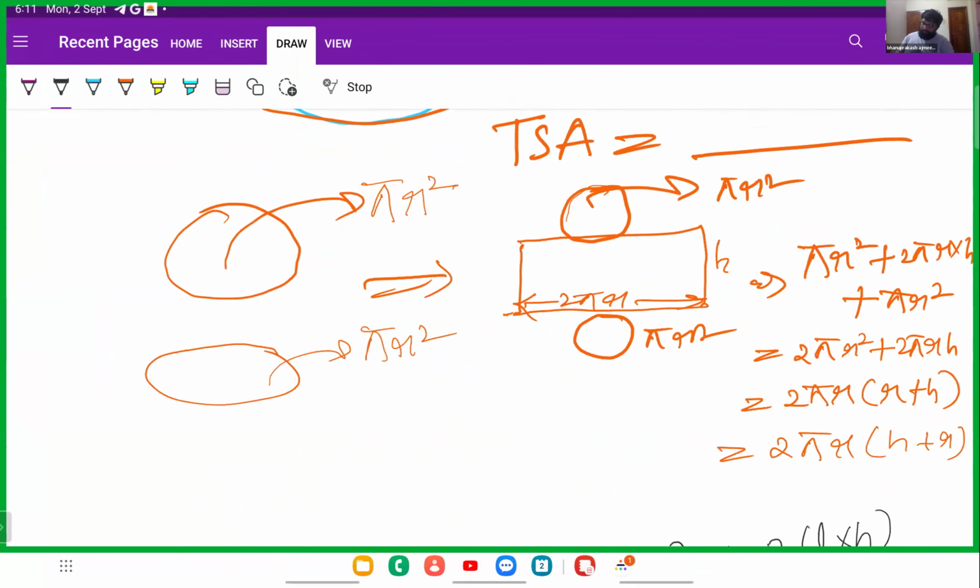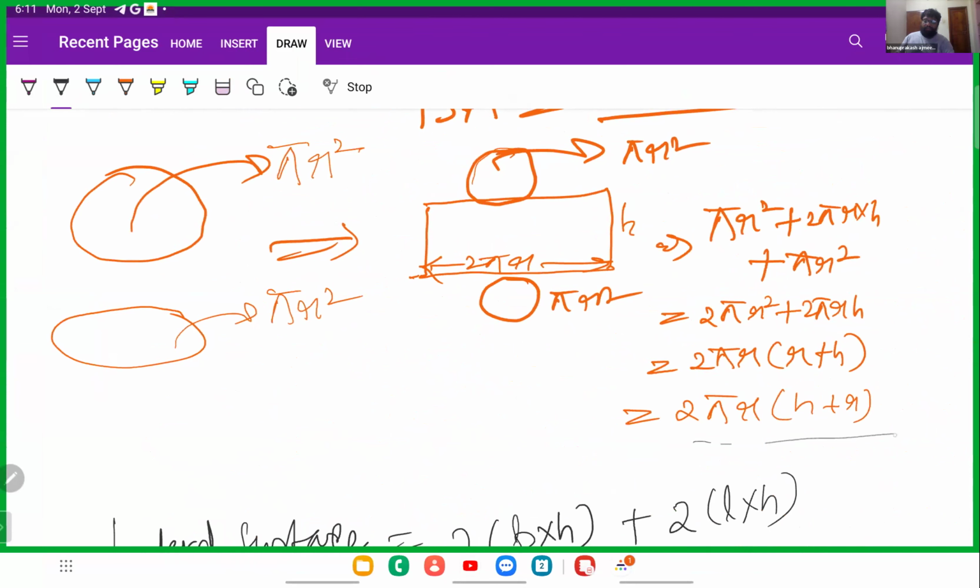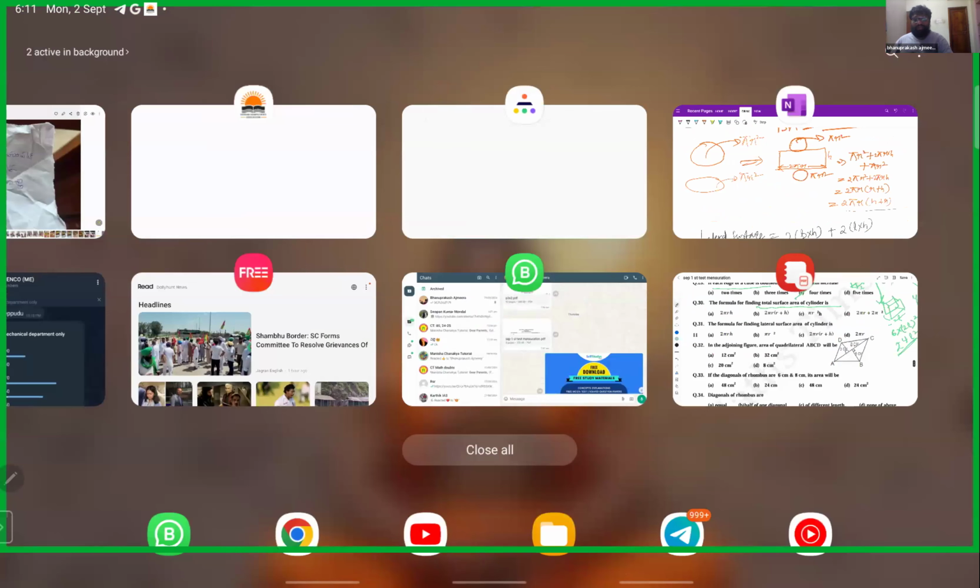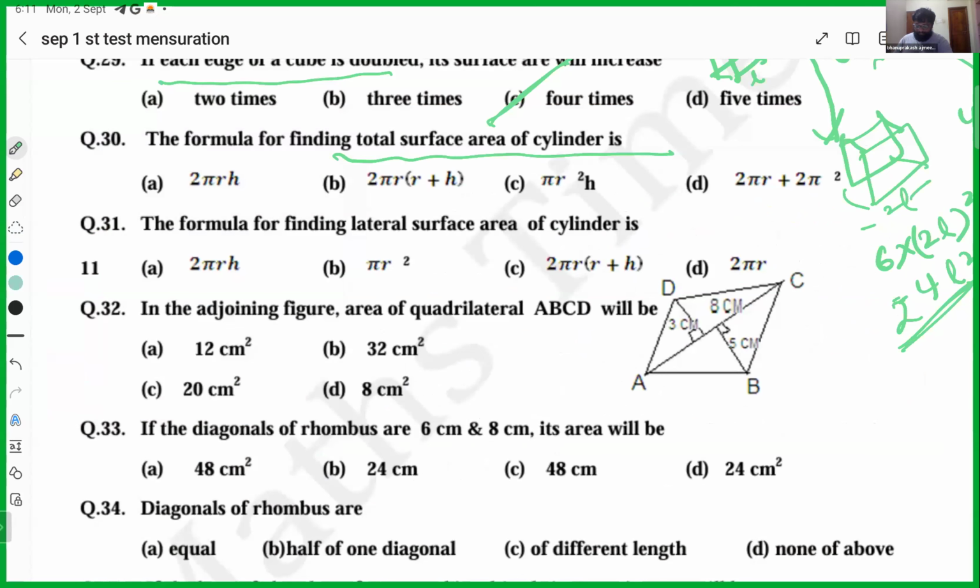Total surface area is 2 pi r into h plus r. This we clearly explained in the last class. Any doubt in how to calculate the total surface area of the cylinder? No, sir. Okay, so 2 pi r into h plus r.